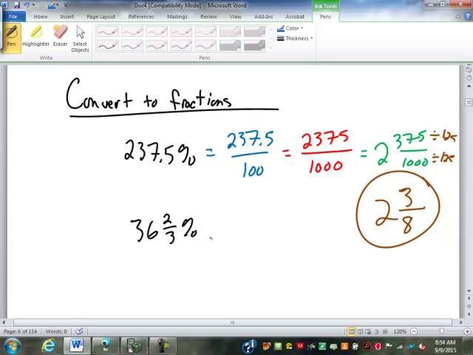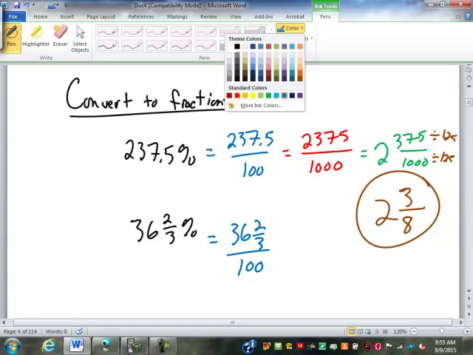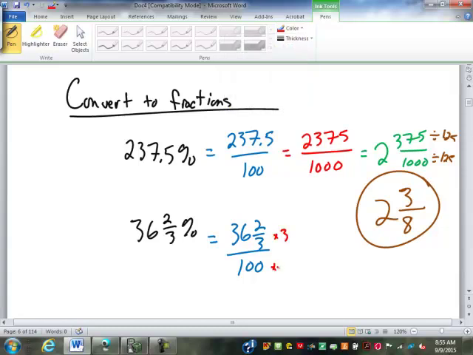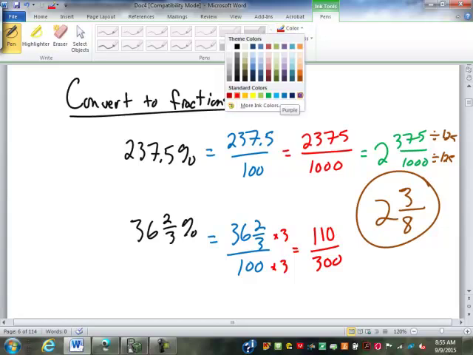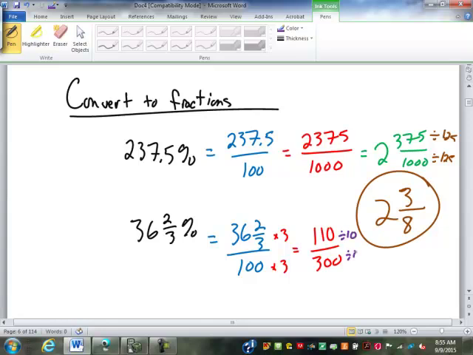Good deal. 36 2/3, of course, is 36 2/3 over 100. We have to get rid of the fraction, get rid of the third, so we're going to multiply by 3. 100 times 3 is 300. 36 2/3 times 3 is 110. So we can reduce that by dividing by 10, top and bottom, giving you 11 over 30. How many of you got 11 over 30 for that one? Just a couple of you? That one was kind of tricky.